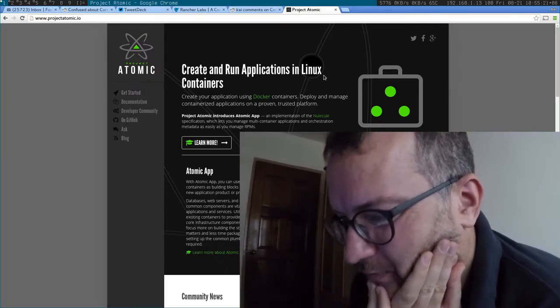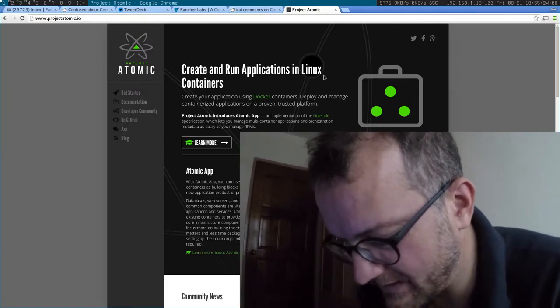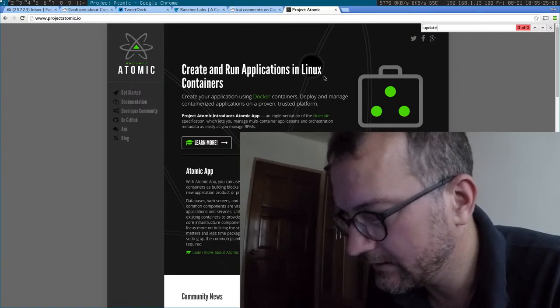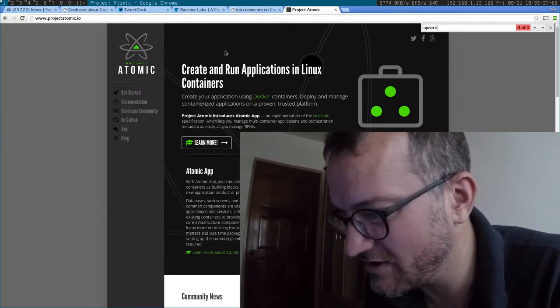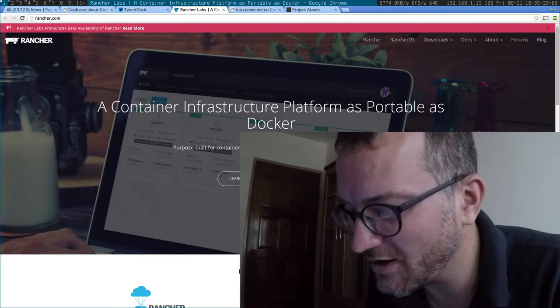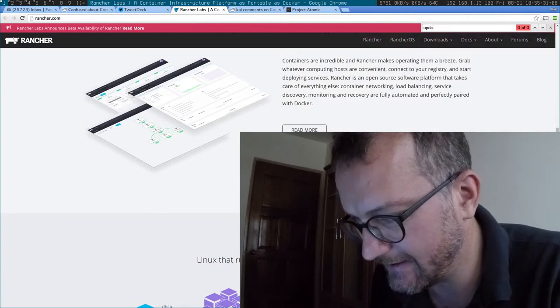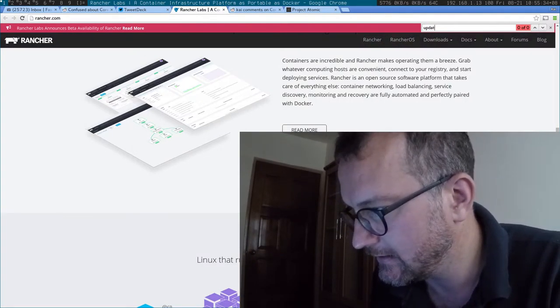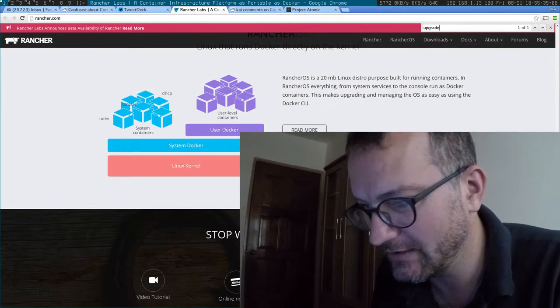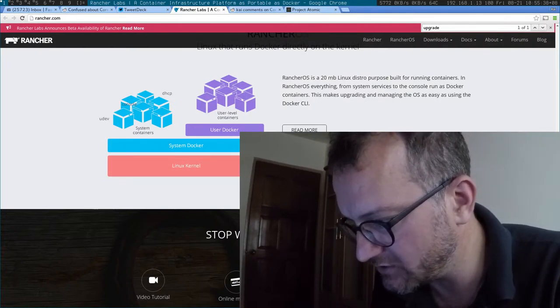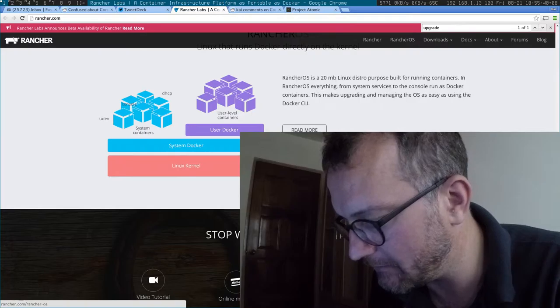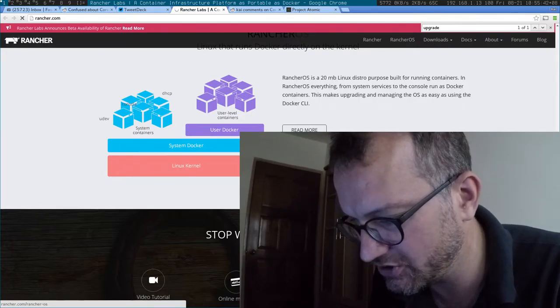Looking at Project Atomic, does it update? Don't know. Can't tell. Looking at Rancher OS, does it update? Nope. Simple upgrades. Ooh, right down there at the bottom of the page.